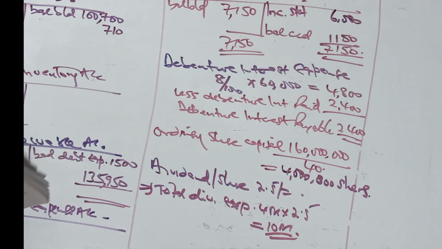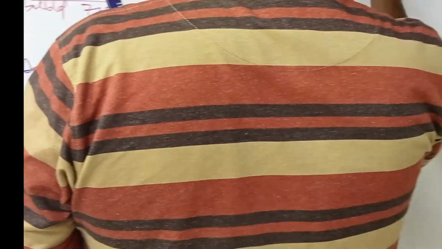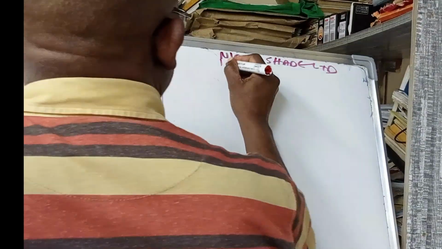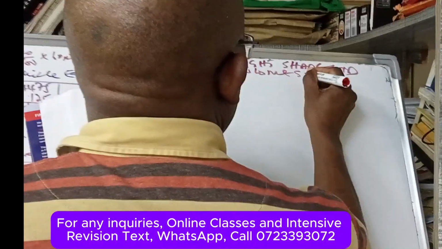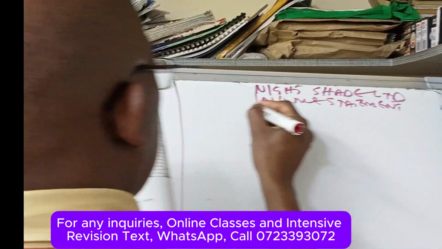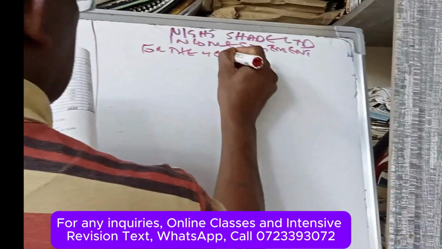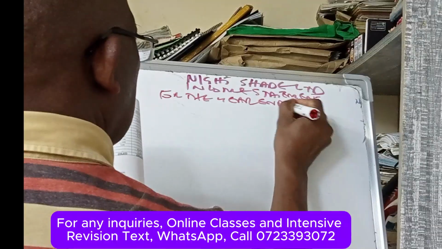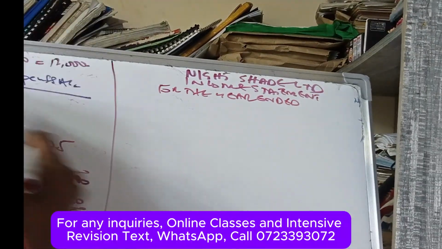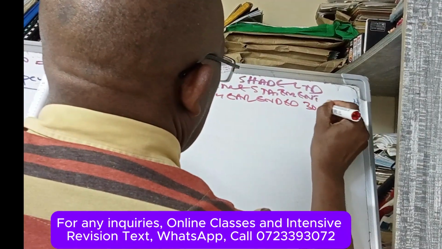financial statements. So we quickly now go to preparation of the income statement. Nightshade Limited income statement for the year ended 30th of September 2017.